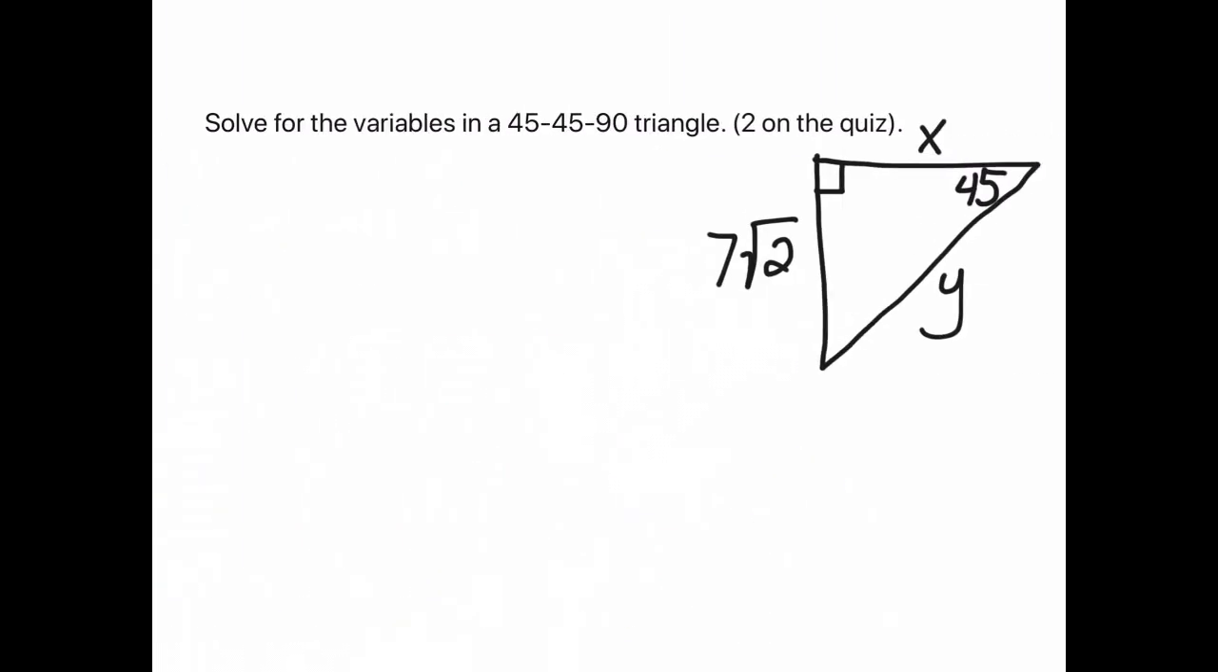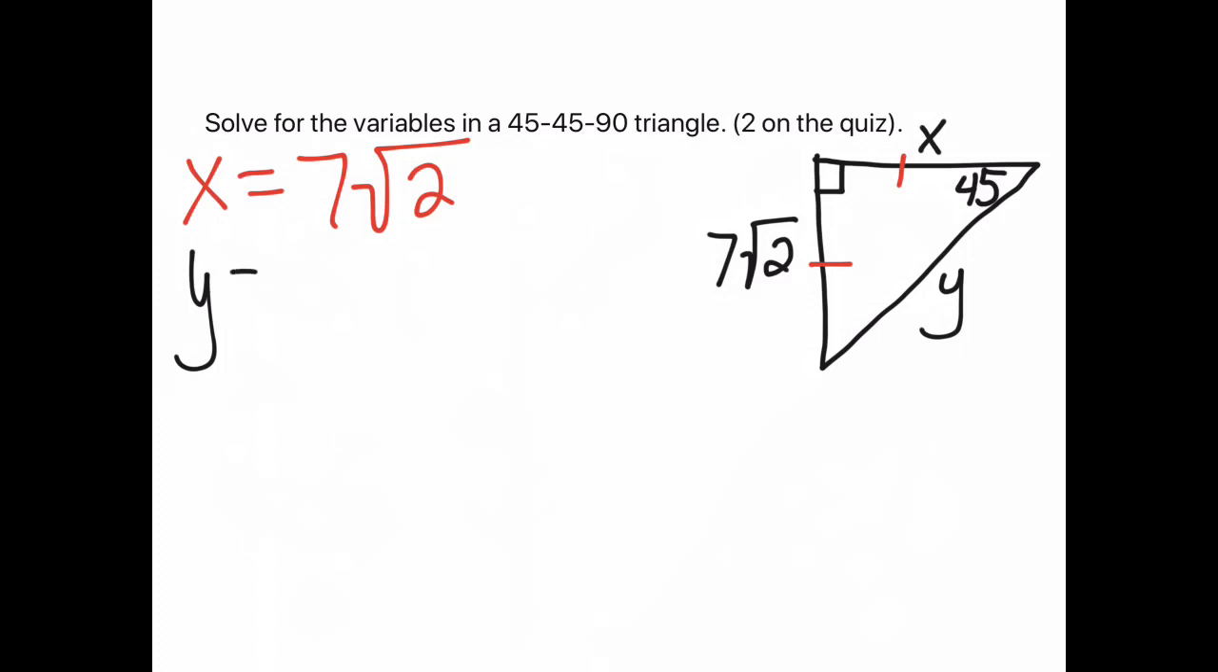And then our last ones are also two of the questions on the quiz. They want us to solve for the variables in a 45, 45, 90 triangle. So remember, in these triangles here, both of the legs are going to be the same because this is an isosceles triangle. Therefore, our x value is already 7 radical 2. And in order to solve for our hypotenuse here, remember that our hypotenuse is always the leg times radical 2.